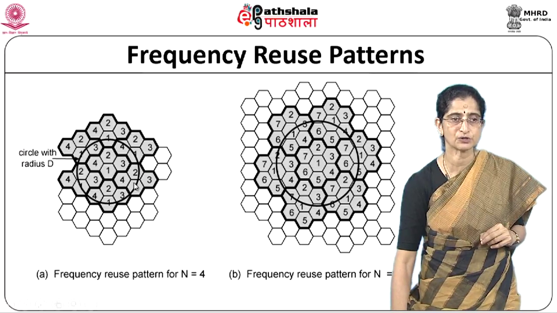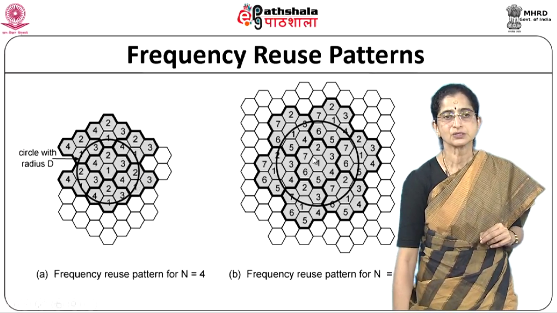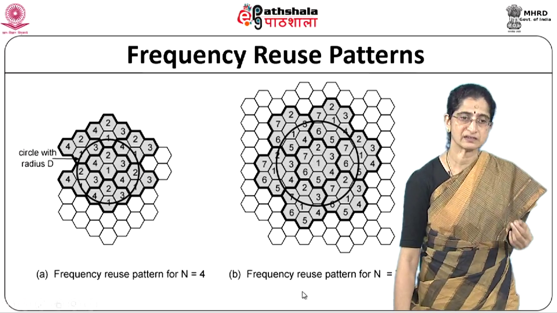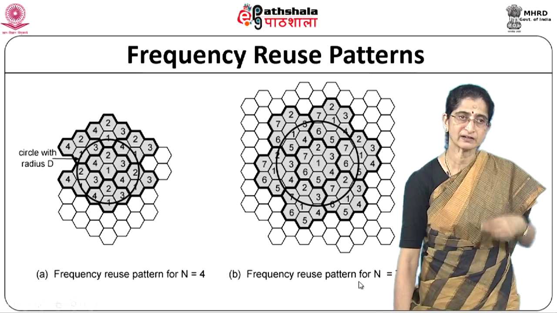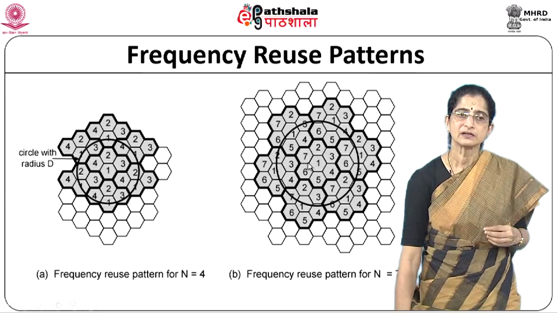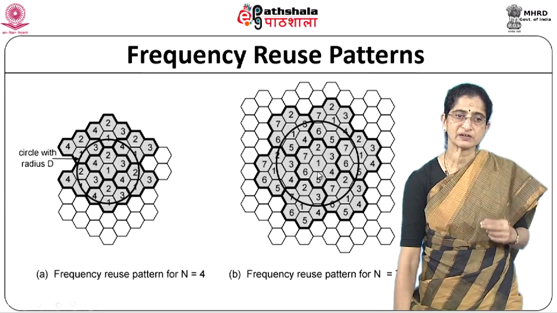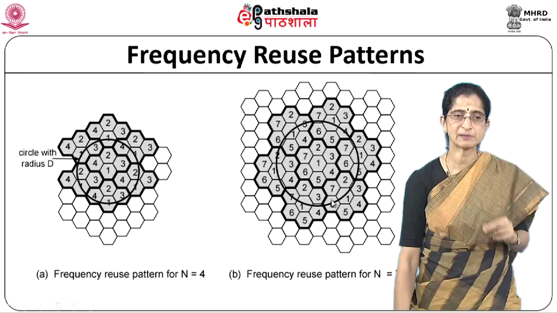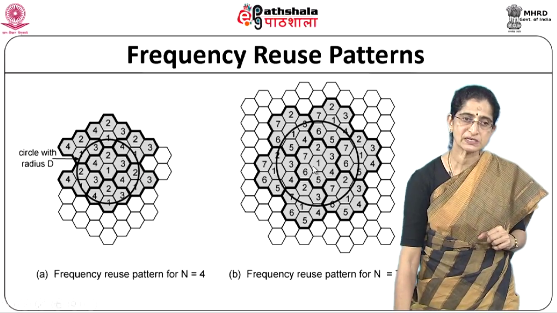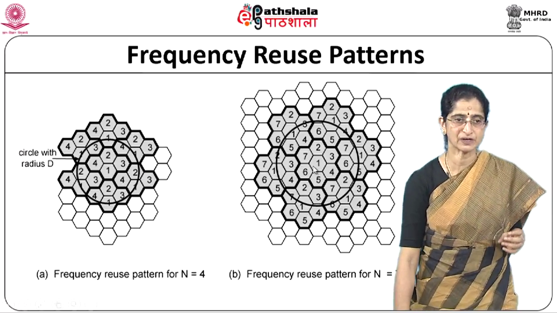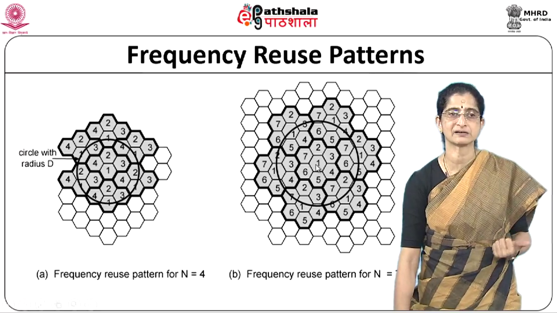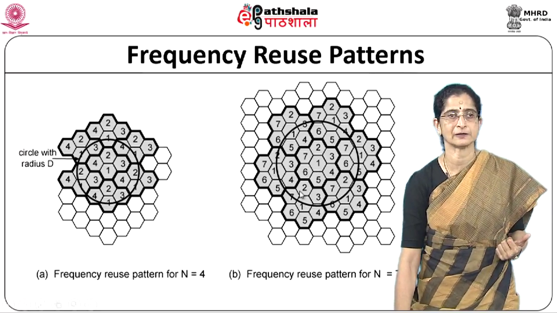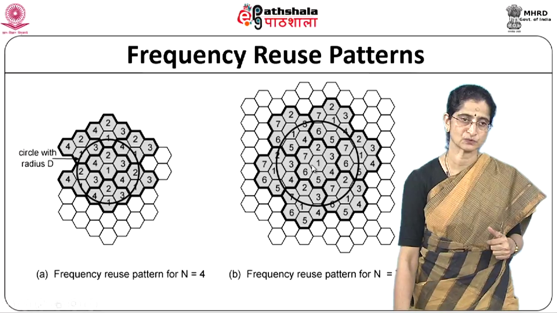From here to here, there is about a 2 cell distance. Okay? So, as we increase the reuse pattern, the n value, you will find that the distance between 2 different cells using the same set of frequencies increases. Which means that you have better separation of the frequency, so it becomes easier to build the transmitters in each of these cells. Okay? So, this is one thing.